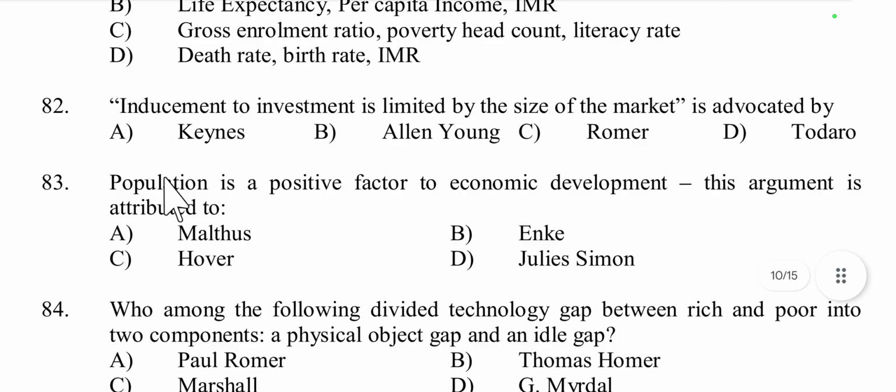Then question number 82. Inducement to investment is limited by the size of the market is advocated by Keynes, Allyn Young, Romer, or Todaro. This concept was given by Allyn Young, option B, because Allyn Young argued in favor of increasing returns to scale and stated that investment is limited by market size, linking demand and growth. So option B is the right answer.